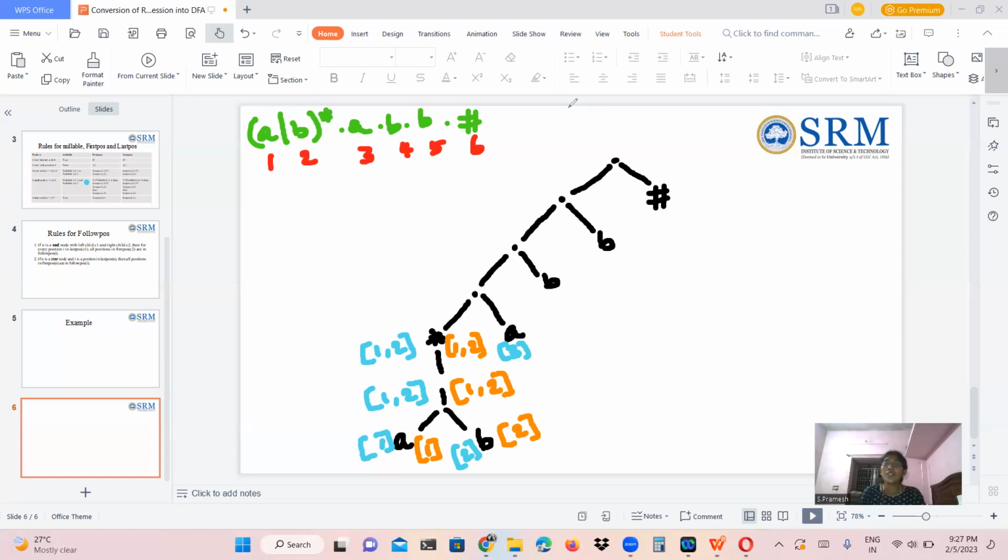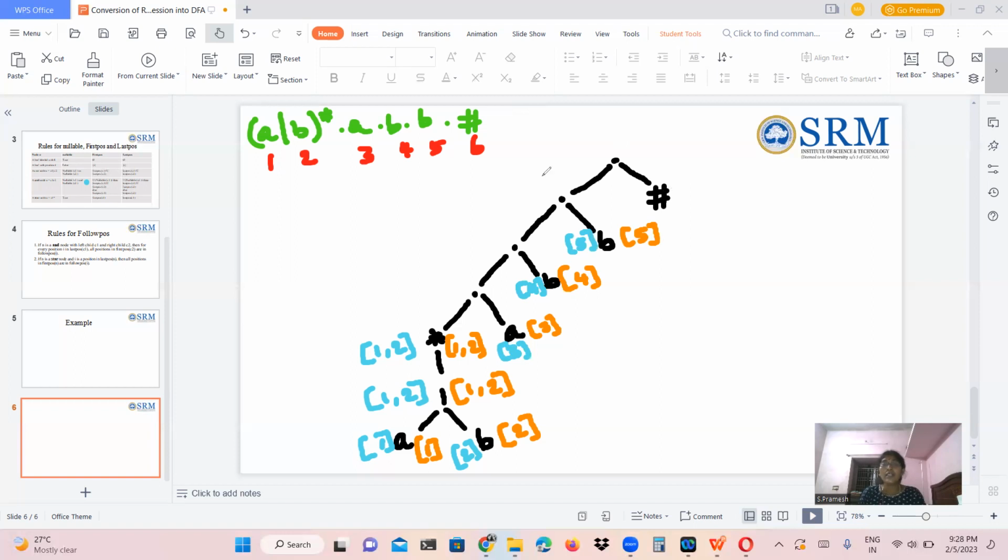And the last position of this node is, again, 3. Like that we can do this symbol also. This is the fourth position, right? So the first of this node is 4 and last of this node is 4. Okay, like that this B symbol is in position 5. So last of this node is 5 and first of this node is 5.